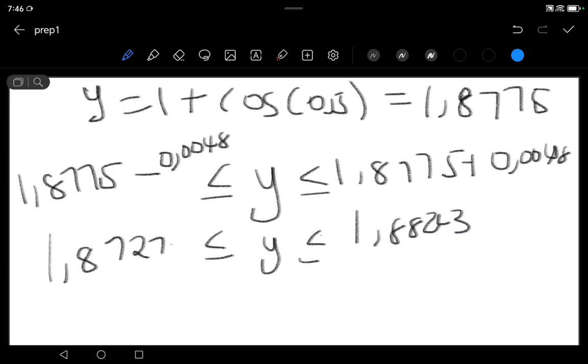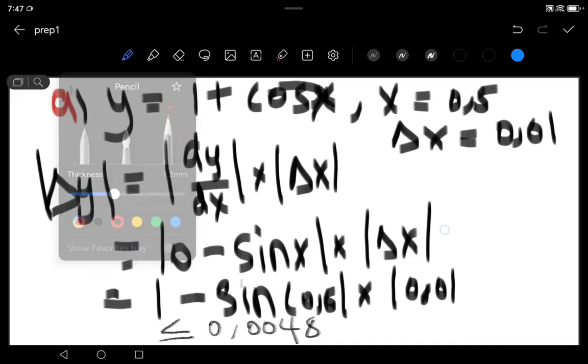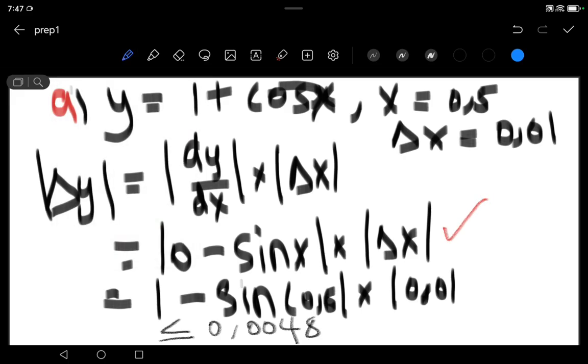Before you move, can we please go back to where we derivated 1 plus cos x? Yes, please go back. Okay, let me go back here. I'm not getting this 0.0048. How much are you getting? Don't forget to change your calculator to radian. Okay, let me change. Yeah, I'm on radian now.